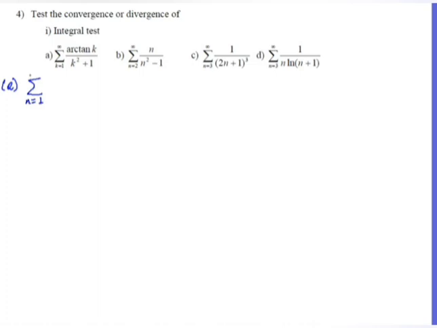So the first one is arc tan k over k square plus 1. Arc tan k means tan inverse of k over k square plus 1. We will see whether this diverges or converges using the integral test. So let the test function be f of x equals tan inverse of x over x square plus 1.